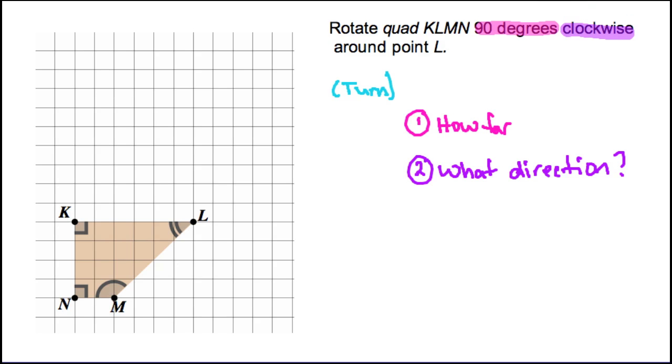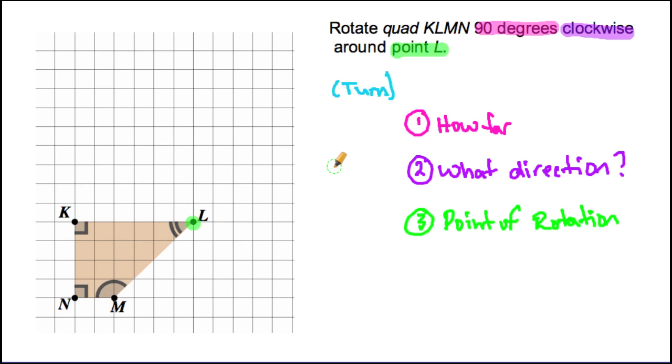And then the final thing that I need to know is what is referred to as the point of rotation. So I need to be given some information so I know what I'm rotating this object around. And in this particular case, my point of rotation is point L. So I'm going to make that green just so I know that that's my point of rotation. Everything is rotating 90 degrees around that point.